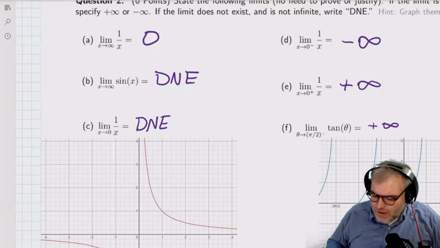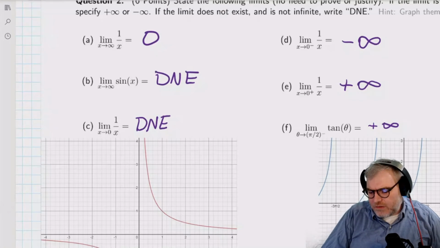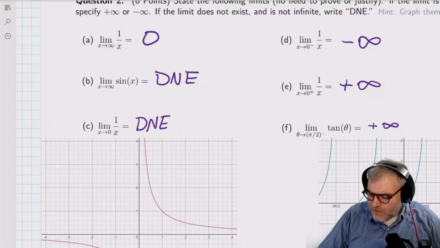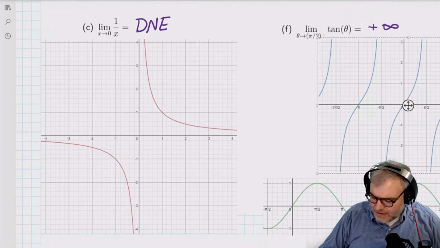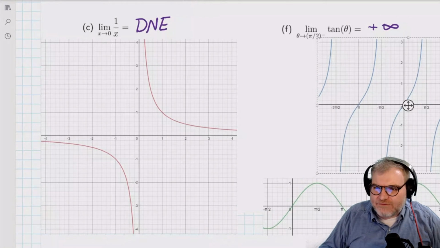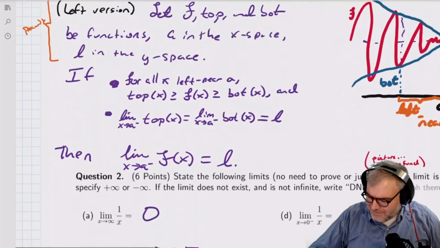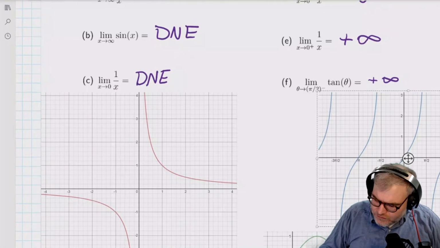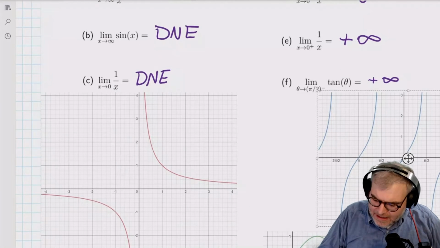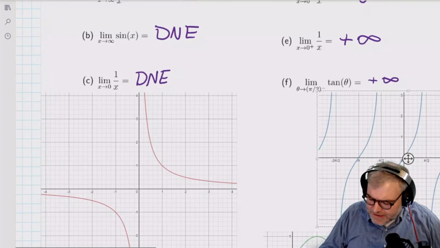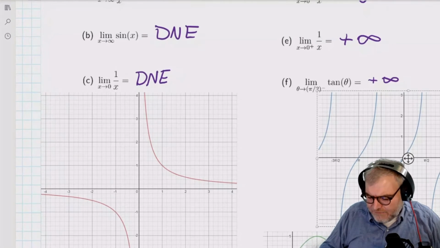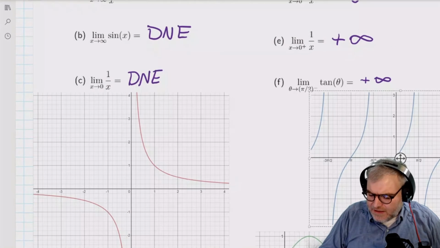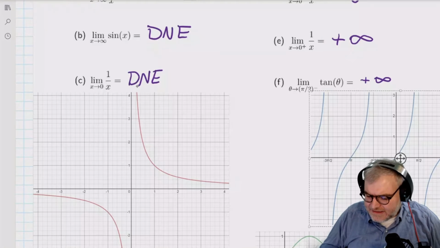All right? So as x goes to infinity, y goes to 0. As x goes to 0 from the left, as I get closer and closer here, y goes to negative infinity. As x goes to 0 from the right, y goes to positive infinity. As it goes to 0 from the left, it goes to negative infinity. As it goes from the right, it goes to positive infinity. Therefore, the limit as x goes to 0 of 1 over x does not exist.